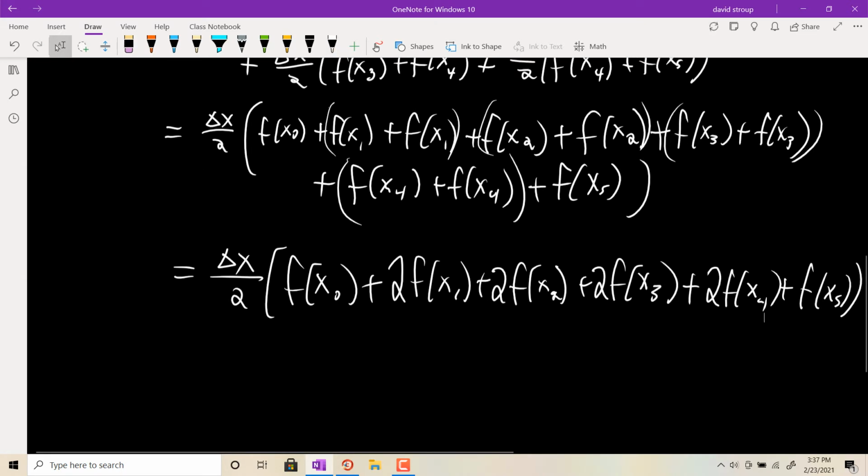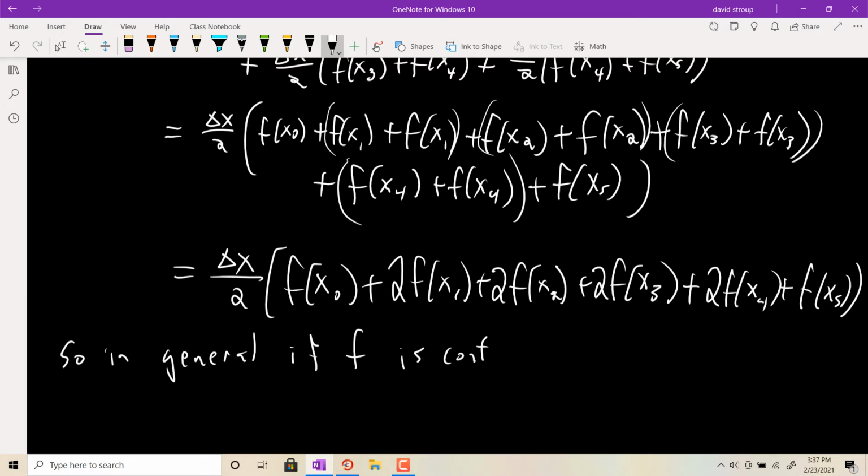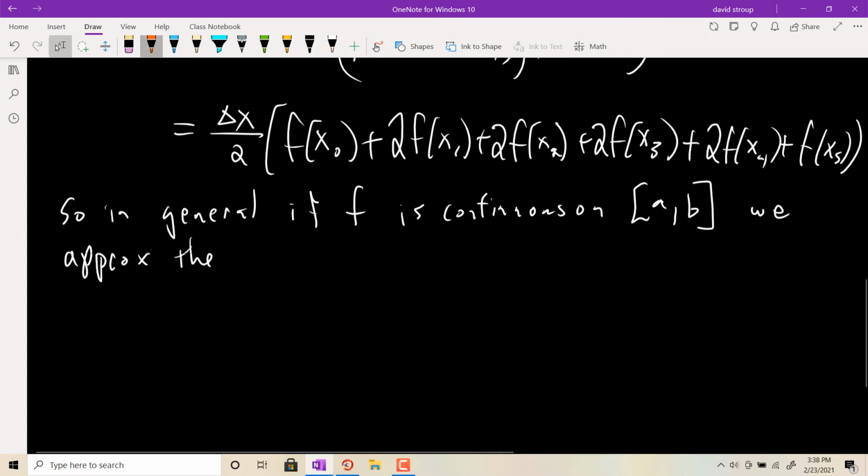Okay, so there's that. So what? Well, that gives us a formula, and the formula is theorem 5.17. So in general, if f is continuous on the closed interval from a to b, we can approximate the area underneath that curve, or we can just say approximate that particular integral.